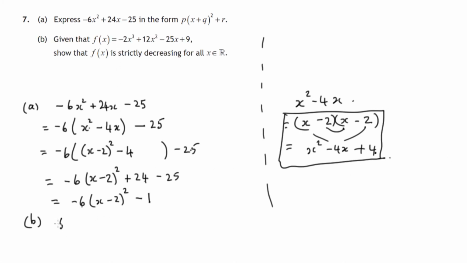And it tells you about a function which is negative 2x cubed plus 12x squared minus 25x plus 9. We're asked to show that this is strictly decreasing for any value of x at all. In other words, the gradient on the graph of this function would be always downhill. When we differentiate, we're going to have to get a negative value. So let's differentiate to find out what the gradient formula is.